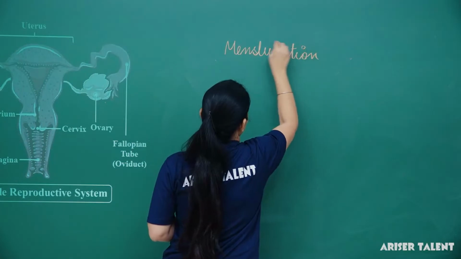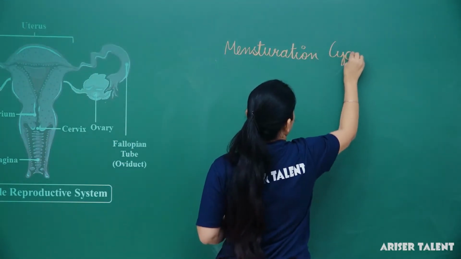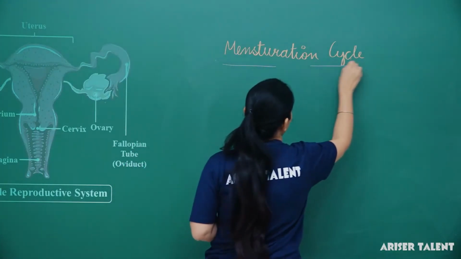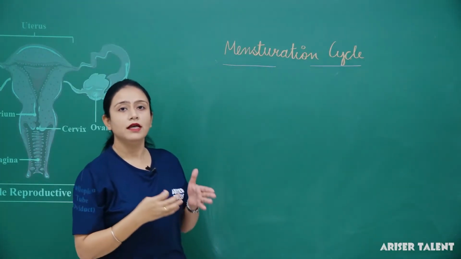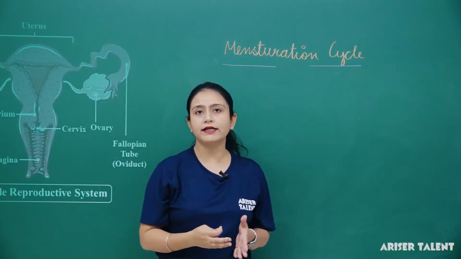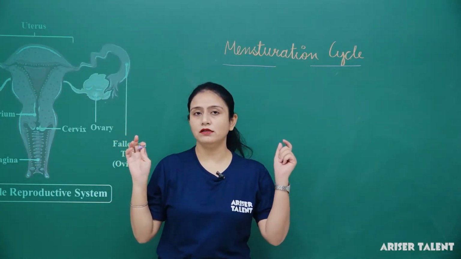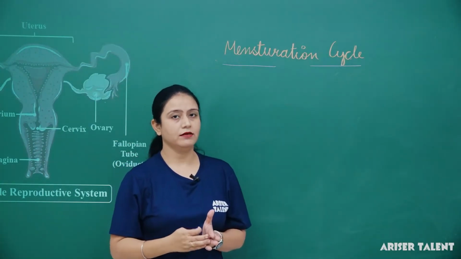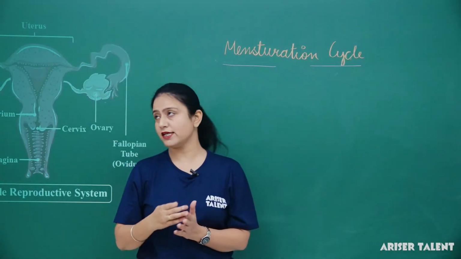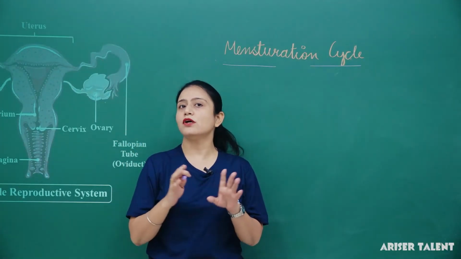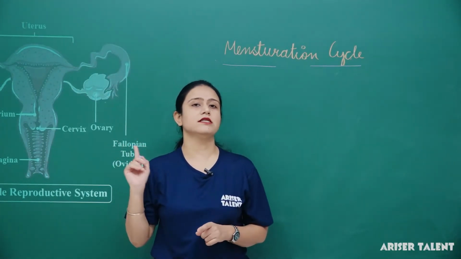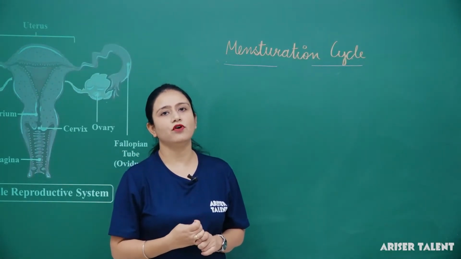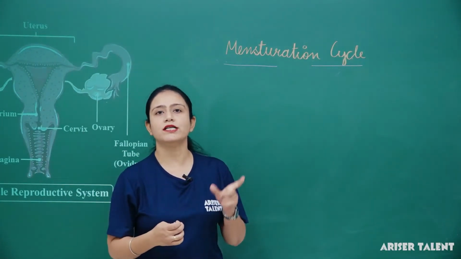Menstruation cycle. So first of all, what is menstruation? Menstruation means when fertilization does not take place in the fallopian tube, at that time the walls of the uterus, which were already thickened to receive the fertilized egg, break and come out from the vagina in the form of blood and mucus. This is known as menstruation.